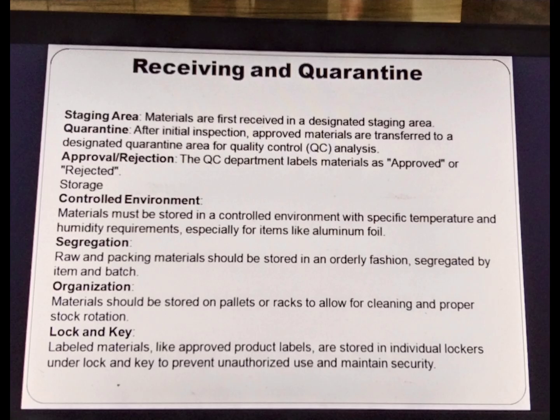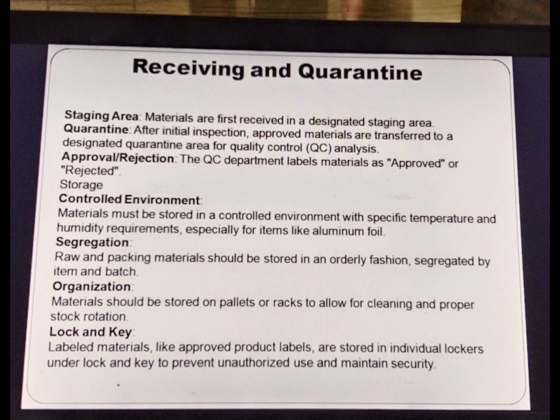Receiving and quarantine staging area. Materials are first received in a designated staging area. Quarantine: after initial inspection, the material is transferred to a designated quarantine area for QC analysis. Approval or rejection: the QC department labels material as approved or rejected.